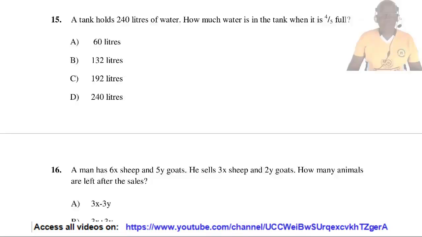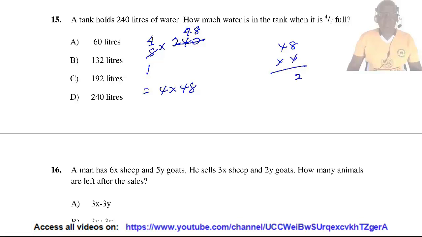Question 15. A tank holds 240 liters of water. How much water is in the tank when it is 4/5 full? Thus, we shall find 4/5 of 240. 5 goes into 240 48 times. So 4 times 48: 4 times 8 is 32, carry 3, 4 times 4 is 16 plus 3 is 19. So the answer is 192, which equals C.